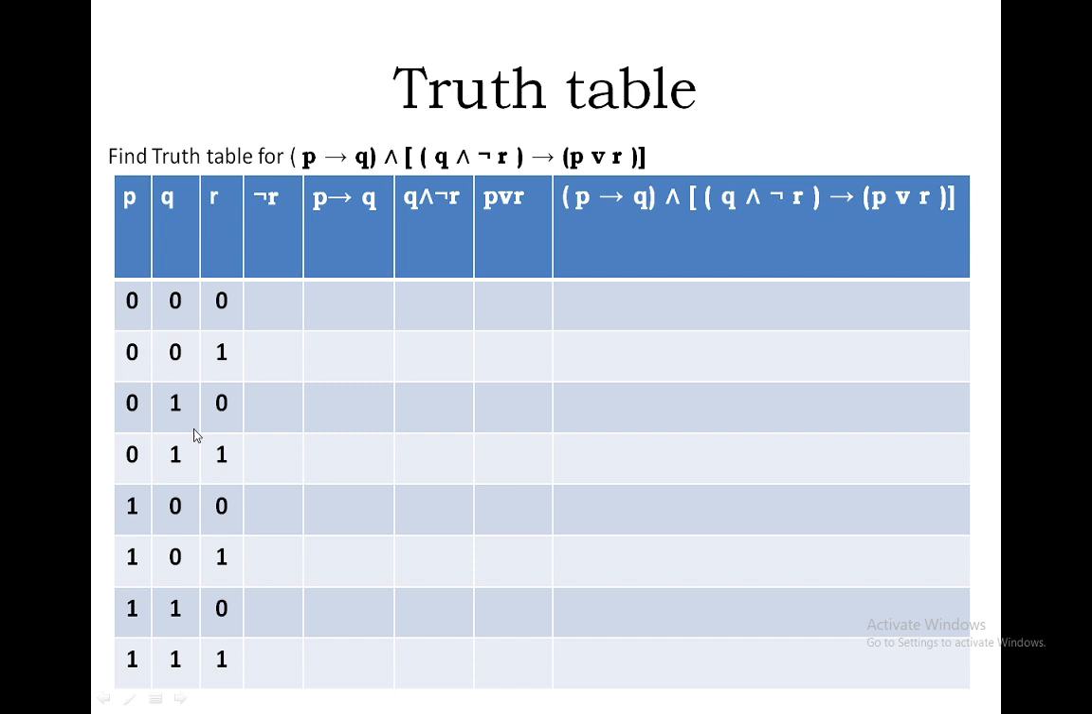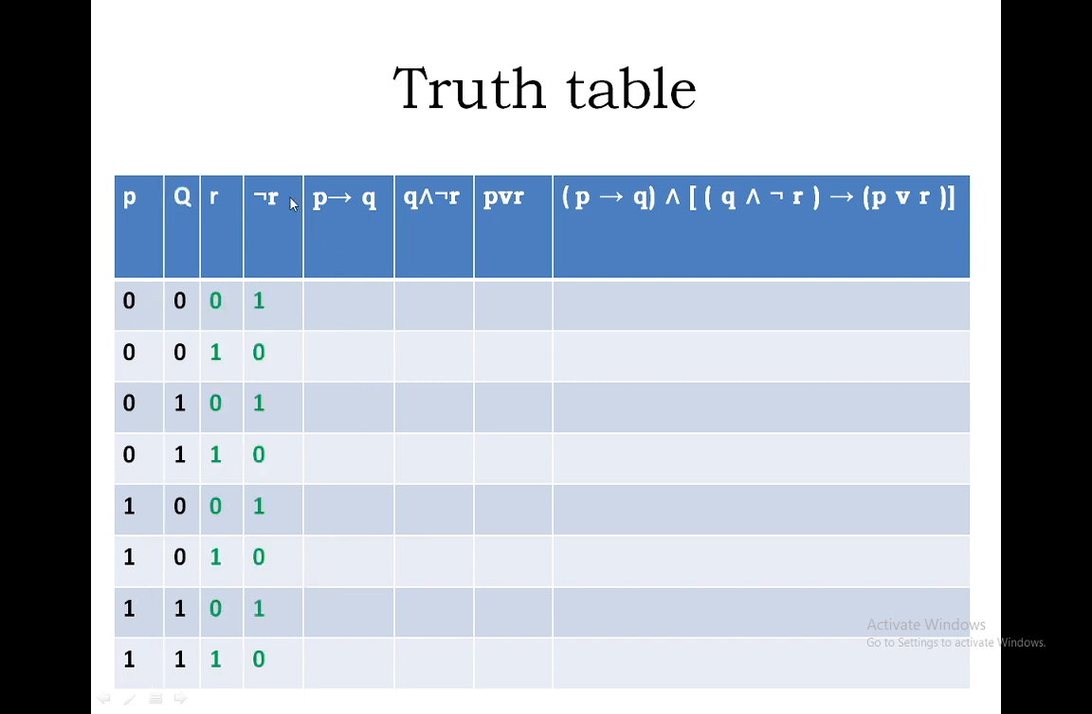Hence I'm going to write 8 rows for this one, and for the primitive statements and sub-expressions I am writing columns. First, negation of R, which I have written. Then P implies Q, then Q and negation of R, then P or R. Now we'll go on writing the values. Taking the values P, Q, R: first I take all values as 0. Second I'll take 0, 0, 1. Next 0, 1, 0. Then 0, 1, 1. Then 1, 0, 0. Then 1, 0, 1. Then 1, 1, 0. Then triple 1.